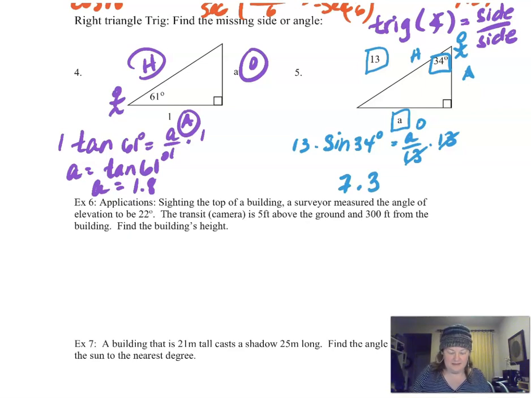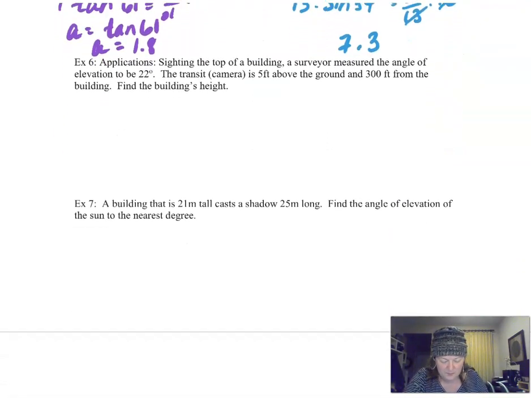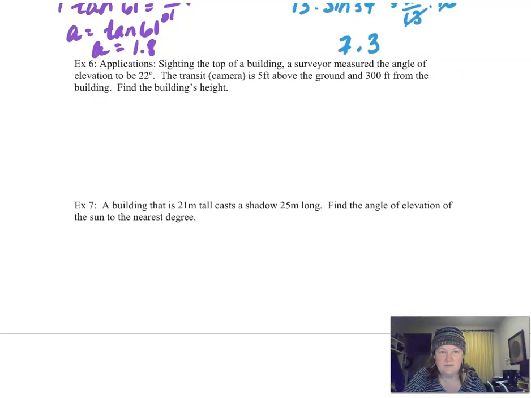Okay. All right, last thing we've got to do is a couple word problems. So obviously most of these we're going to be writing a right angle somewhere. So just imagine that if they don't give you a picture, you're trying to find the right angle to draw in there. All right, so the first one, sighting the top of the building. That just means they're looking at the top of the building.